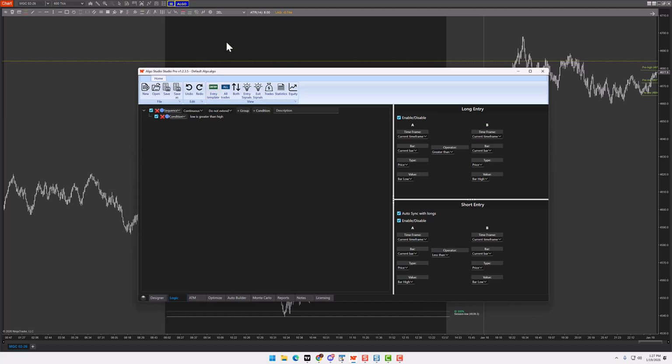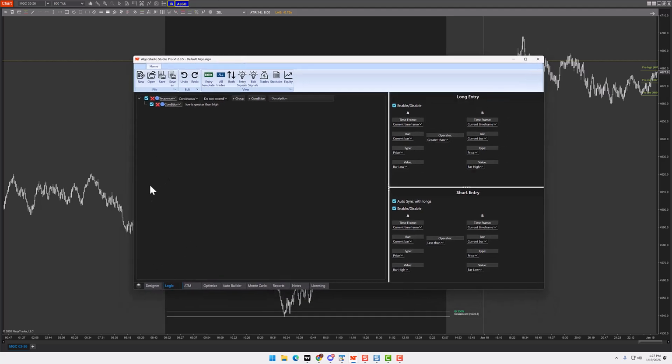And that way you don't have to work with the Algo Studio Pro trying to process 60 days of tick charts, of tick data. It'll just be easier to work with. Just a little tip, having worked with this for quite some time now.